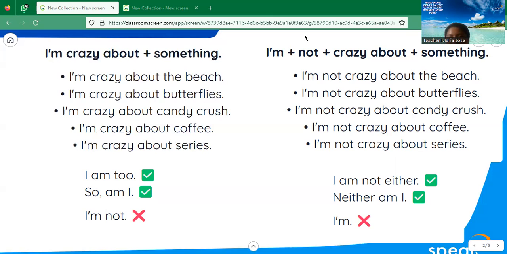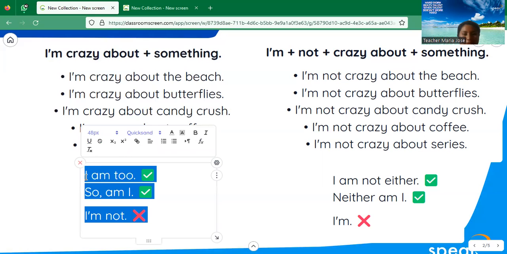Alex, what do you say to that? I'm not. Okay, that's fine. Let me see, Maria Jose. Neither I am. Neither am I. Okay, but remember that he said that he is crazy about, so this is affirmative. So you need to answer with these expressions.